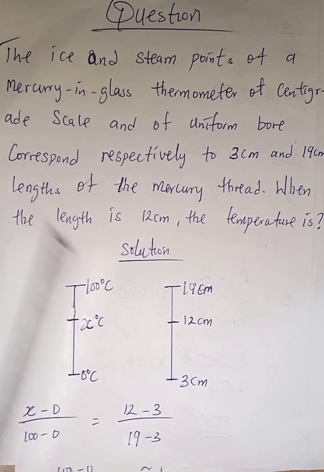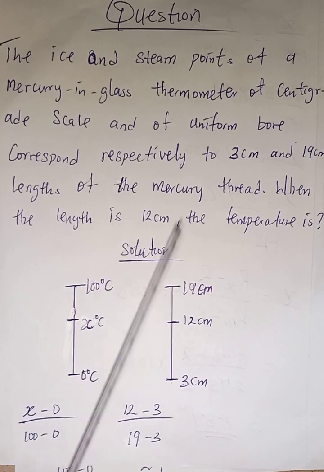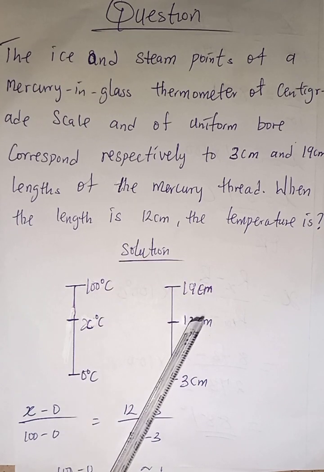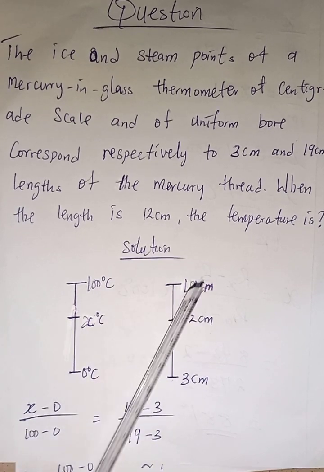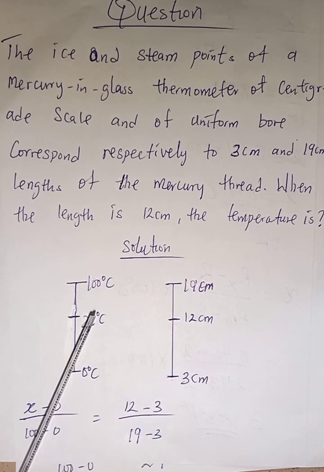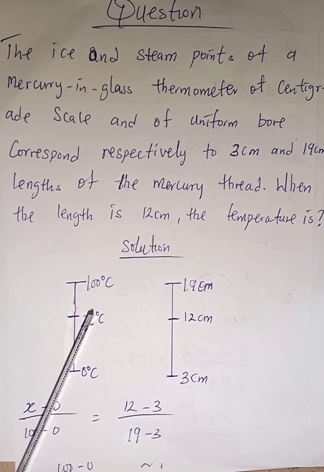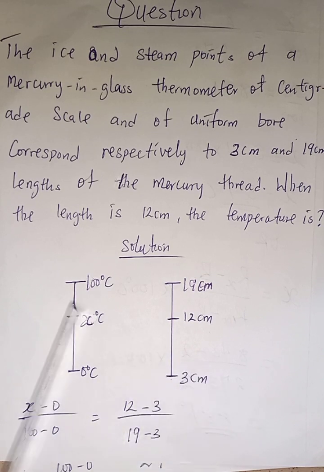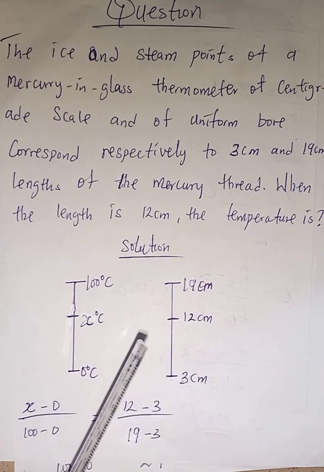Then the next thing is the unknown temperature, which is 12. So 12 will now correspond to what? If 19 corresponds to 100, and 3 corresponds to 0, 12 will correspond to what? That's the question. So to solve this one, now you use the interpolation rule.